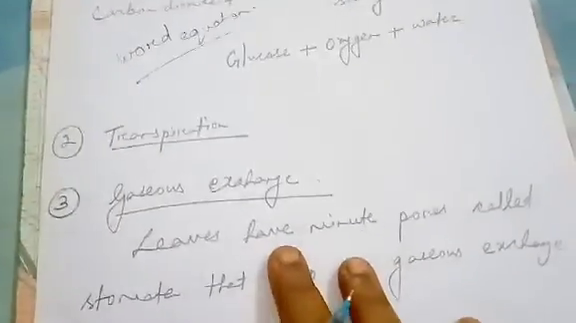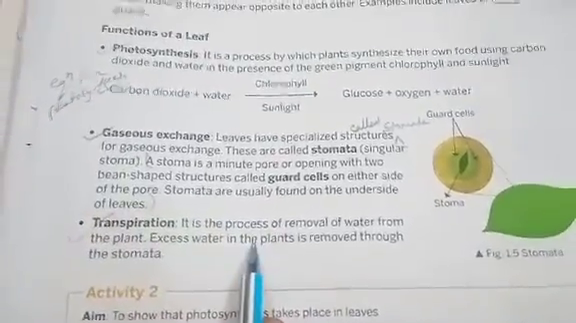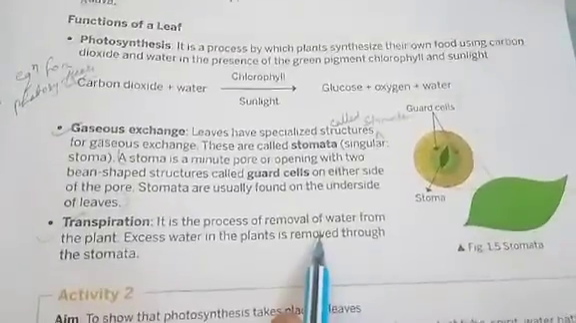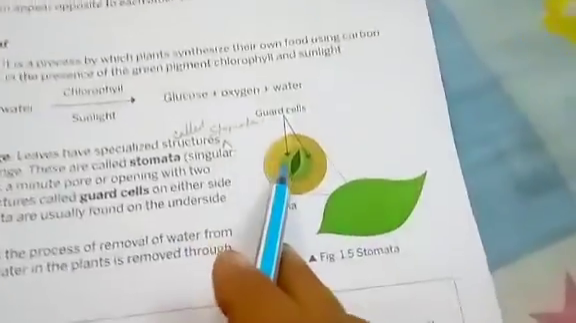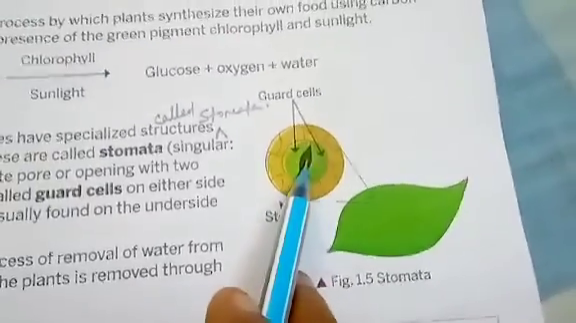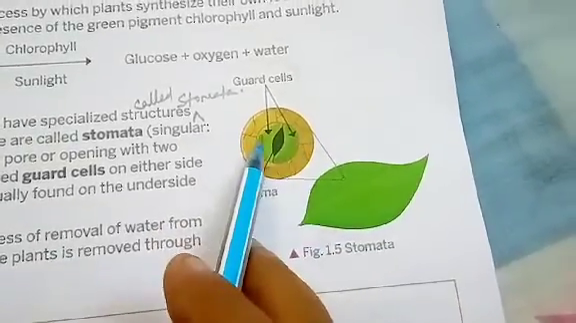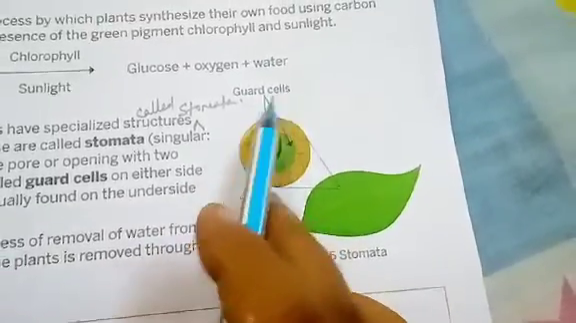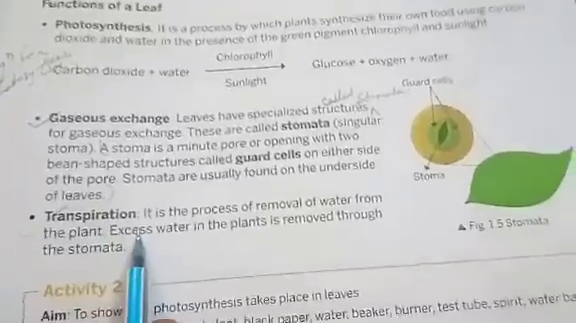Coming to the next important function, that is transpiration. Transpiration, it is already given in your book, children. What happens? The excess of water that the plants absorb, that is released out of the plant body in the form of water vapor. And how does it come out? By the help of these minute pores present on the leaf surface, which are called stomata. And these two cells which surround the stomata, they are called guard cells. So function of leaf is transpiration.